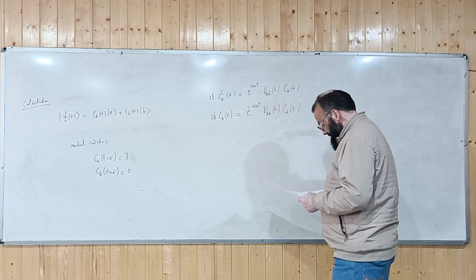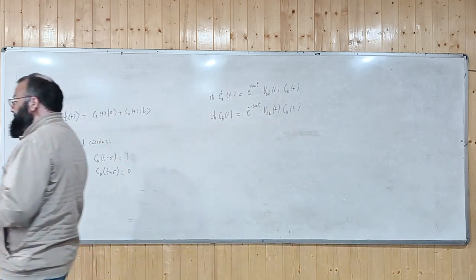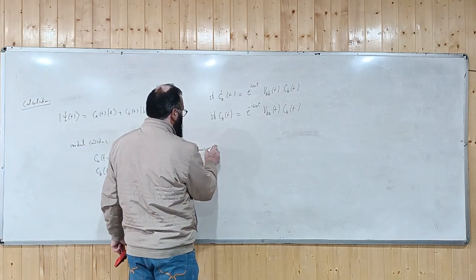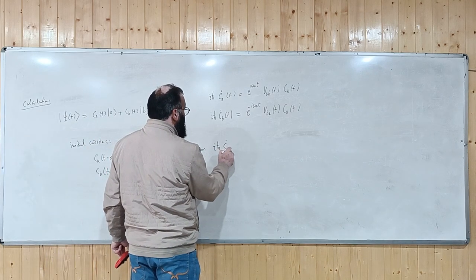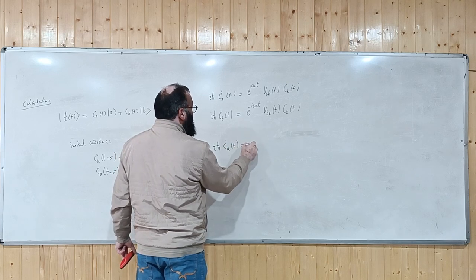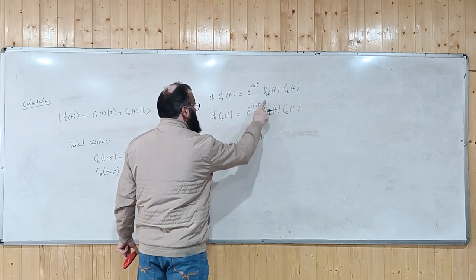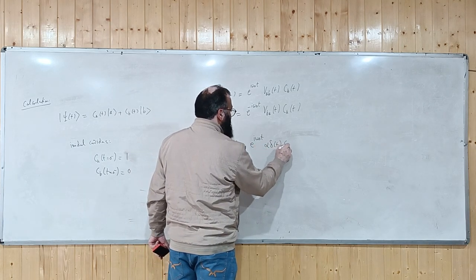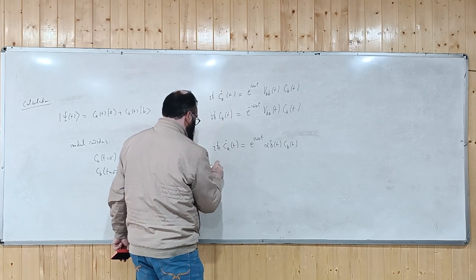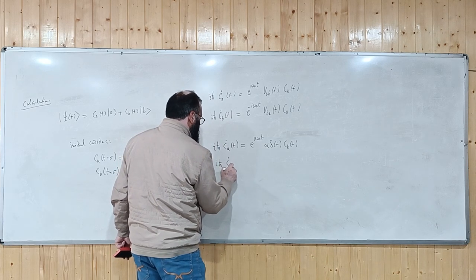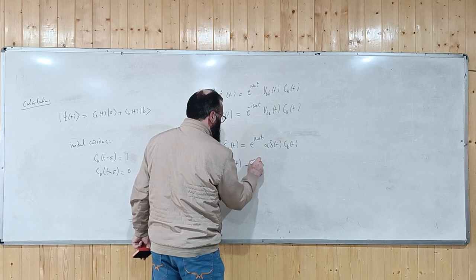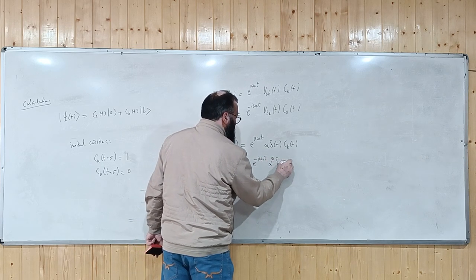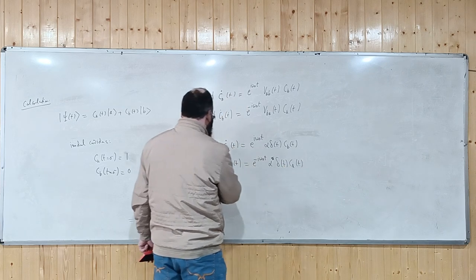Got it? Okay, so let's try it. What you have here implies i ħ ċ_A(t) is equal to e^{iωt} V_AB, which gives you alpha, then δ(t) C_B(t). Then i ħ ċ_B(t) is equal to e^{-iωt}, this is simply alpha star, δ(t) C_A(t). These are two coupled differential equations.